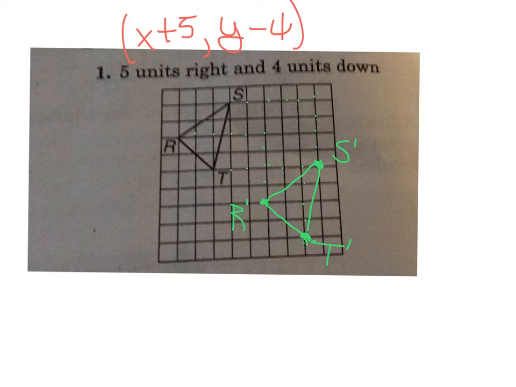You can use whatever letters you want, A, B, C, D, E, F, G, whatever. And then you need to translate whatever it says to do. And your new shape, you'll want to label that with primes.